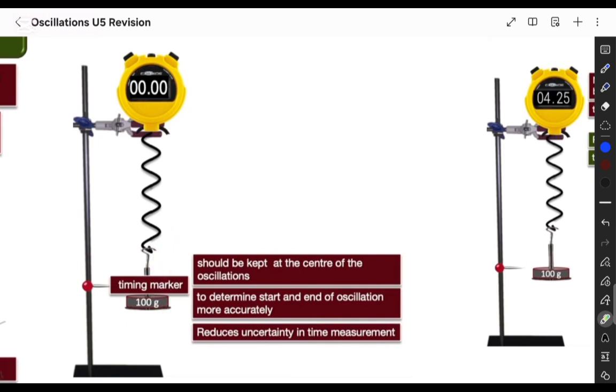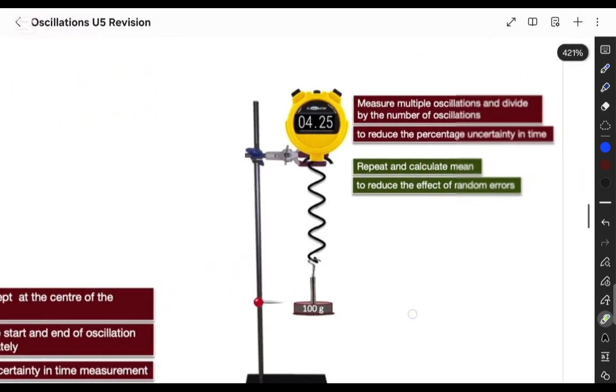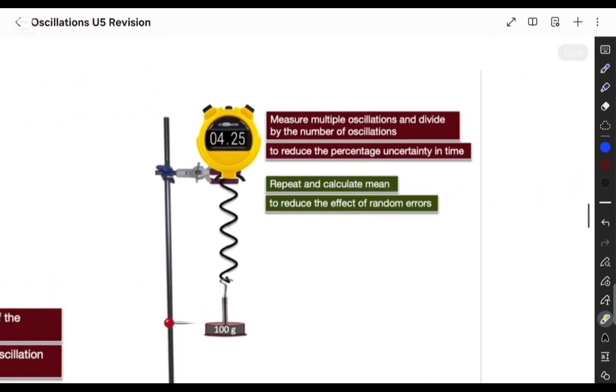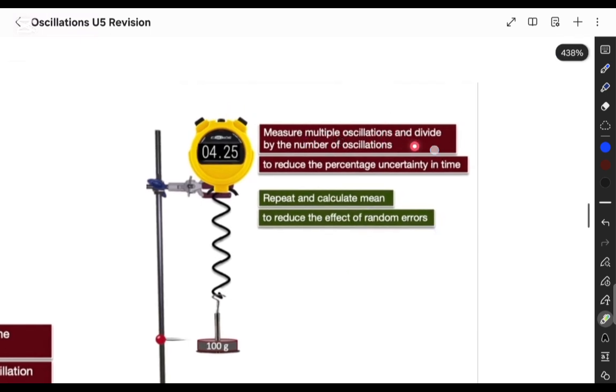To help that process, we're going to place a timing marker, and we're going to make sure the timing marker is at the center of oscillation. It's going to help us determine the start and end of the oscillation more accurately and reduce uncertainty in time measurement. Then we're going to start the clock and start the oscillations. We measure multiple oscillations and divide by the number of oscillations. This will help reduce the percentage uncertainty in time. Then you can repeat and calculate the mean. This will reduce the effect of random error.